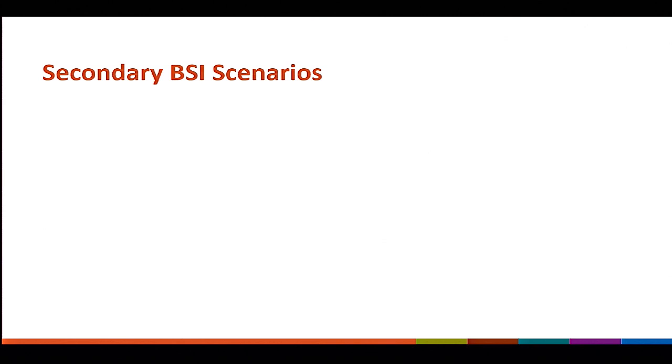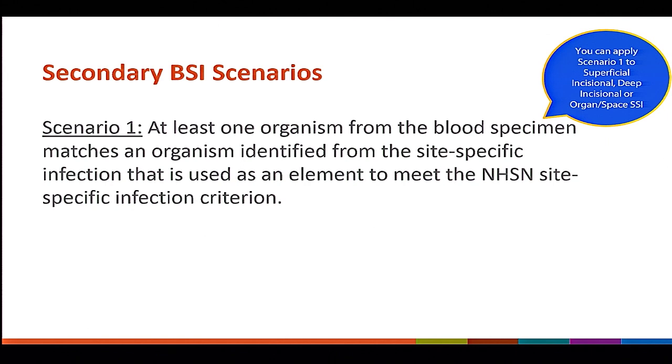Next, we're going to talk about secondary BSI scenarios. This is another concept where SSI has its own definition for secondary BSIs. There are two scenarios related to secondary BSI attribution for SSI. In scenario one, at least one organism from the blood specimen matches an organism identified from the site-specific infection that is used as an element to meet NHSN site-specific infection criterion. So, for example, if you have a deep incisional infection with a Staph aureus identified, and you have a secondary blood culture with Staph aureus identified in the secondary BSI attribution period, that will be a secondary BSI to your deep incisional SSI.